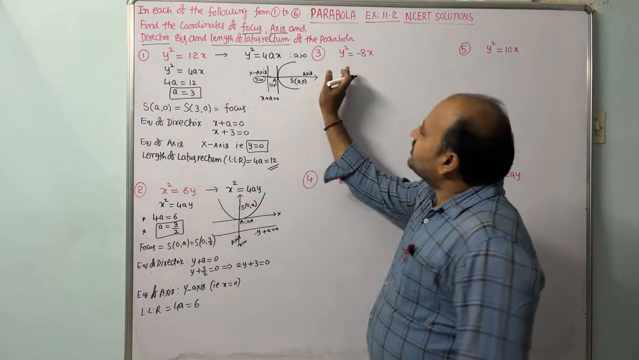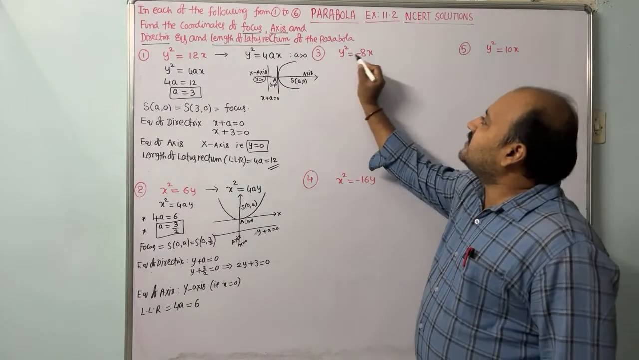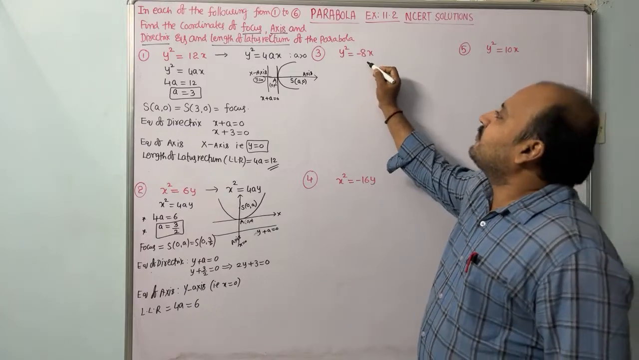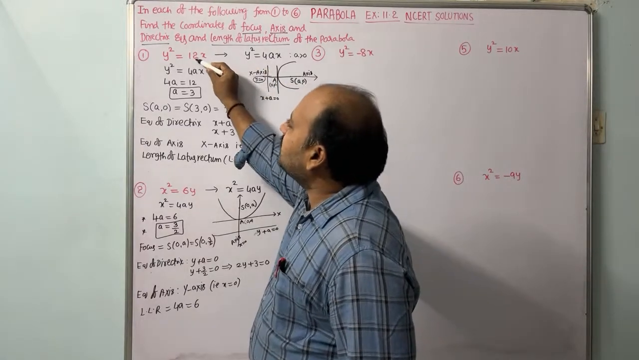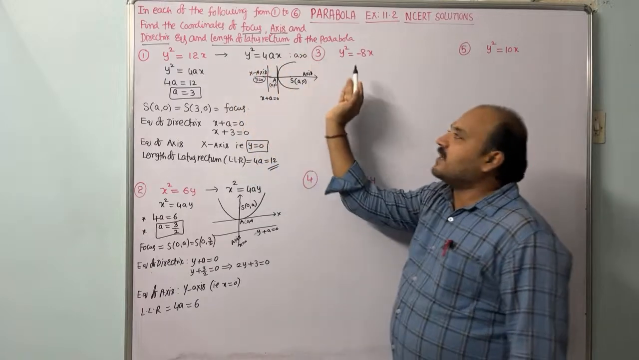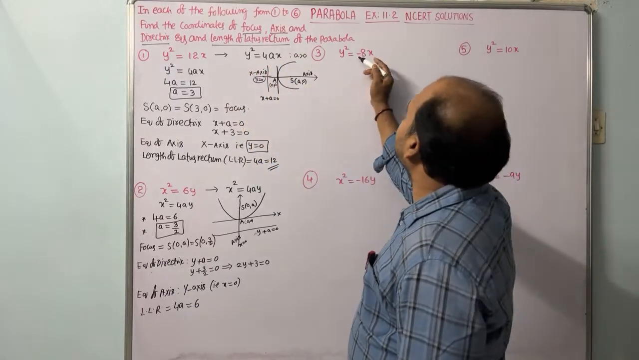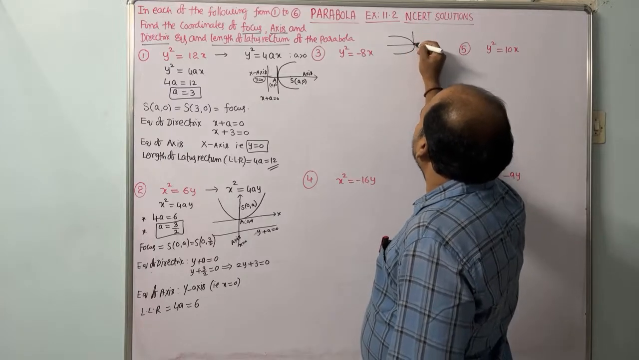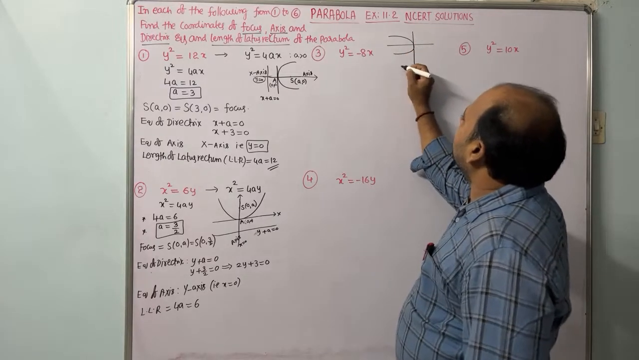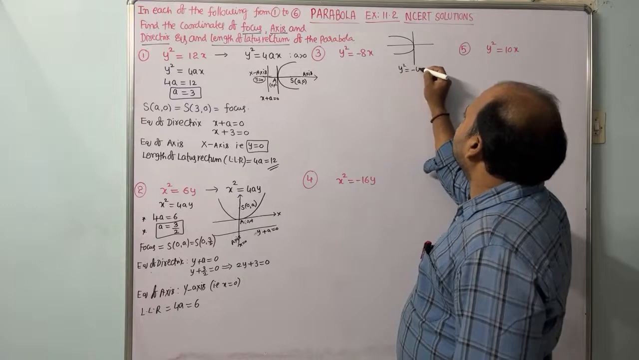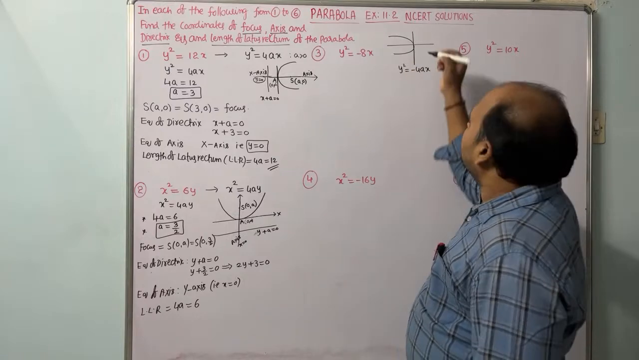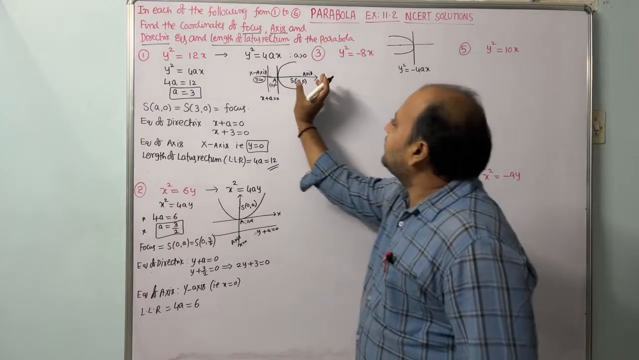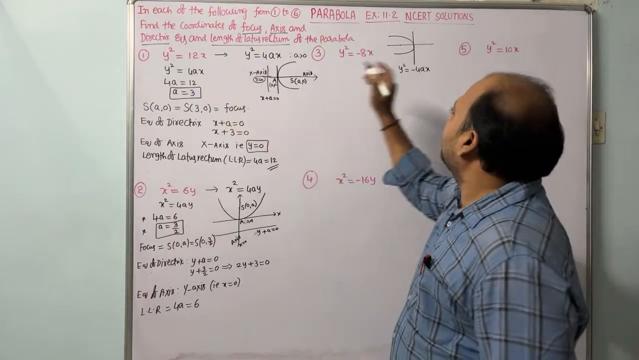So now come to question number 3. y square is equal to minus 8x. y square is equal to plus 12x means the curve is on the right side. y square is equal to minus 8x means the curve is on the left side. This is the y square is equal to minus 4ax curve, dear students. So exactly this information will turn into this one.